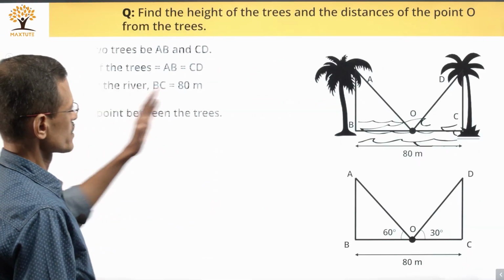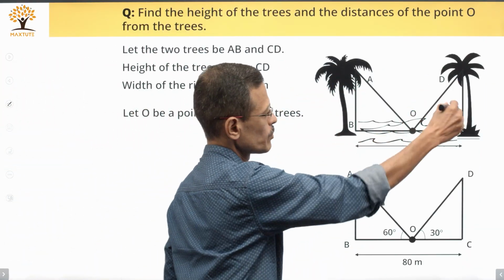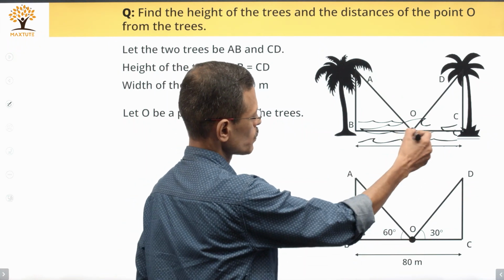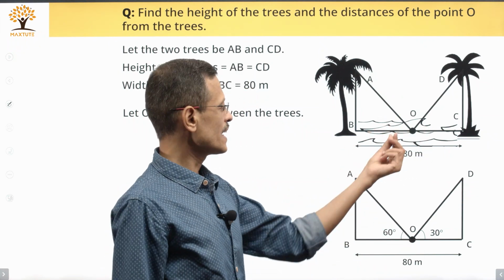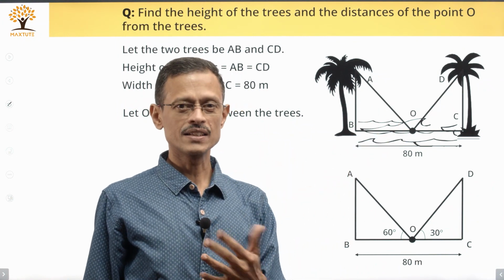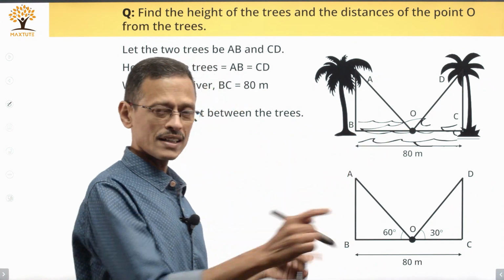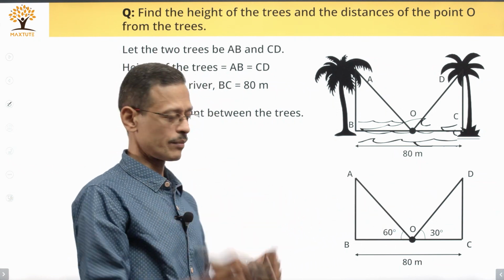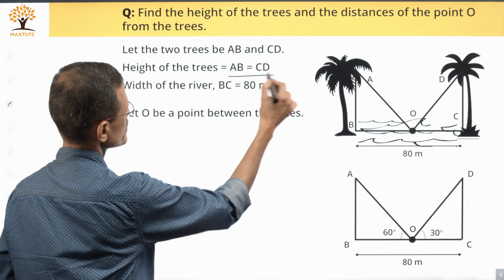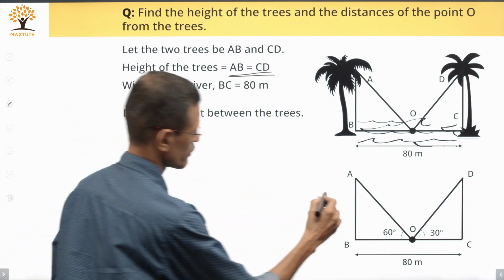Let's quickly have this diagram. These are the two trees we are talking about, of equal height, a river whose width is 80 meters, a point O on the river as we had seen, and from that point the angles of elevation end up being 60 degrees and 30 degrees. We need to compute two things. One, let's look at it in the right triangle to know what we are computing. We are computing the heights of the trees which are AB and CD. AB is equal to CD, which is one thing we are finding out.